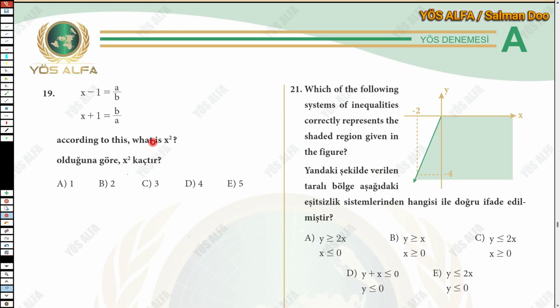19. X squared is asked. So let's multiply these two equations. So we have x minus 1 times x plus 1 is equal to a over b times b over a. So we have x squared minus 1 is equal to 1. From here we have x squared is equal to 2. The answer is B.